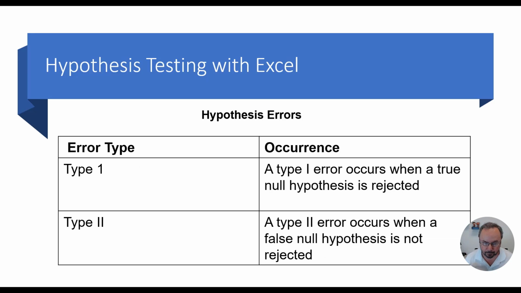Now, what about errors? We have two main types of errors we want to be aware of: type 1 and type 2. Type 1 is when an error occurs and a null hypothesis is rejected. In other words, the null hypothesis is what? This is when the results are not significant. On the other hand, a type 2 error occurs when a false null hypothesis is not rejected. So it's the opposite.